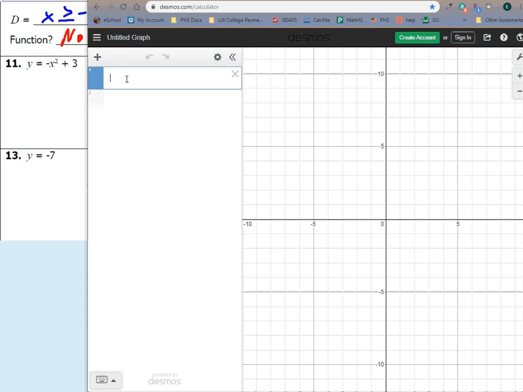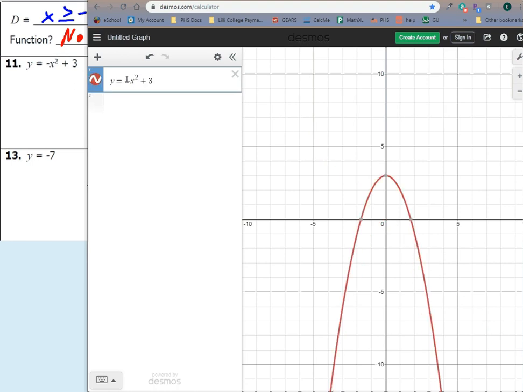In this case, I'm just going to write down the relation y equals negative x squared plus 3. And look what it does. It instantaneously gives me a nice color-coded graph. I can graph multiple things at the same time, and I can change the colors if I want to, so they're easy to see. There's so much stuff, and by the end of the year, you're going to be an expert with this.